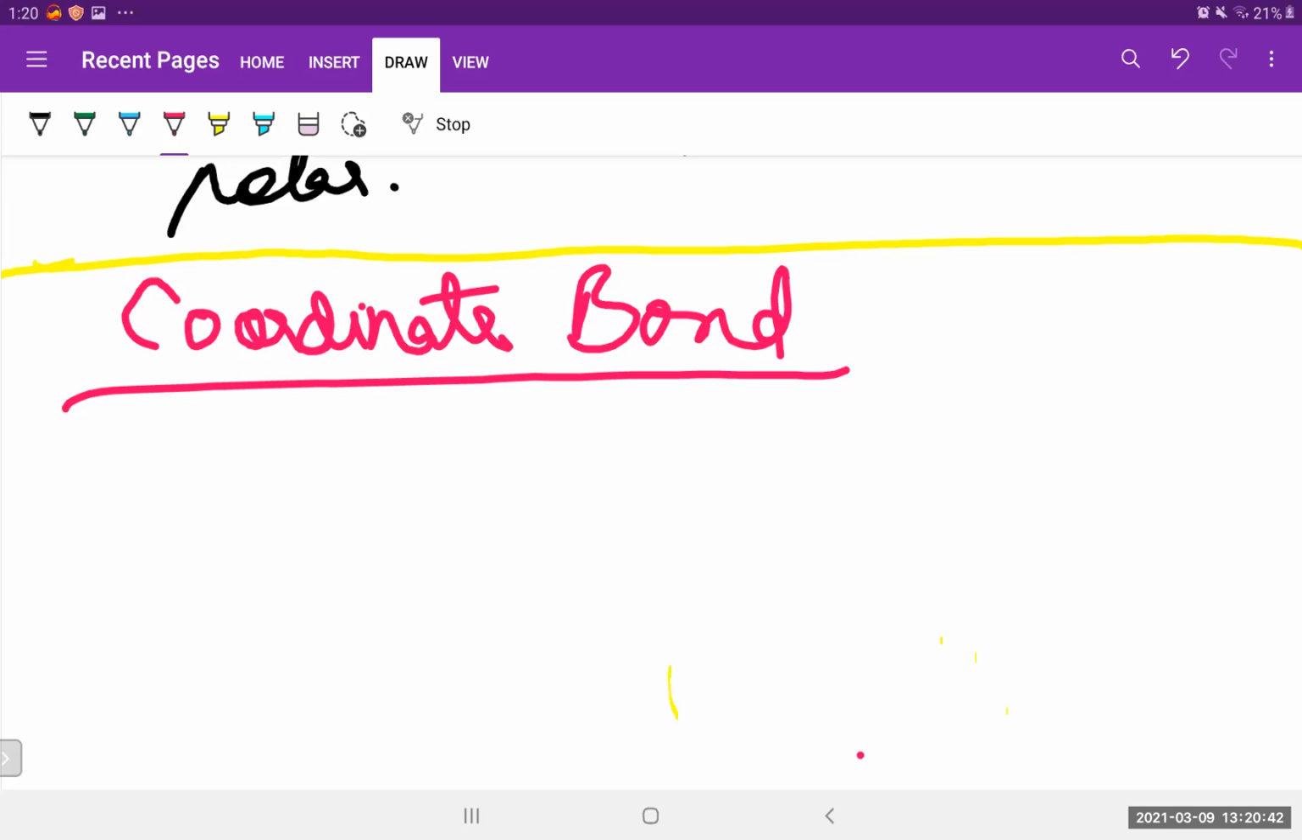Okay, the coordinate bond is shown by an arrow with its head pointing from the donor to the acceptor atom, like this. Here is the donor and here is the acceptor, like this. An arrow is shown. Okay, so let's now see some examples of coordinate bond. We have already heard much about it. I've already told you all.